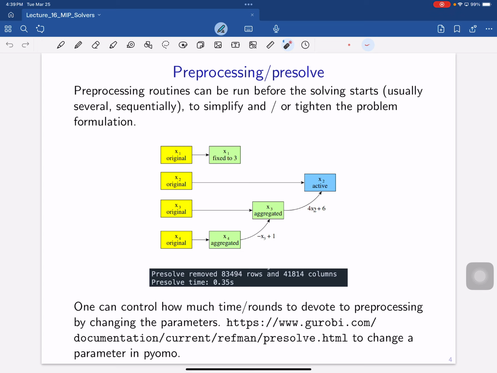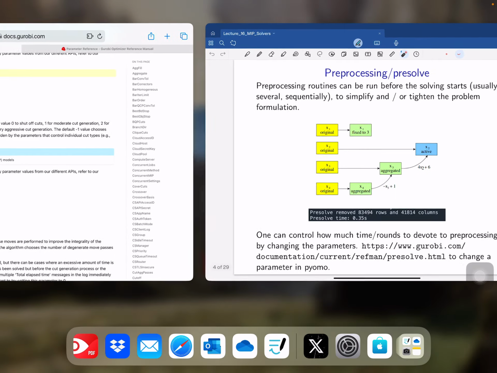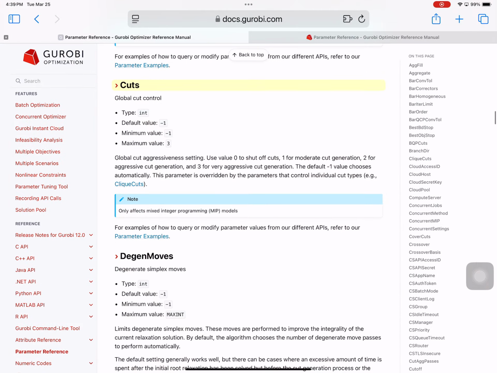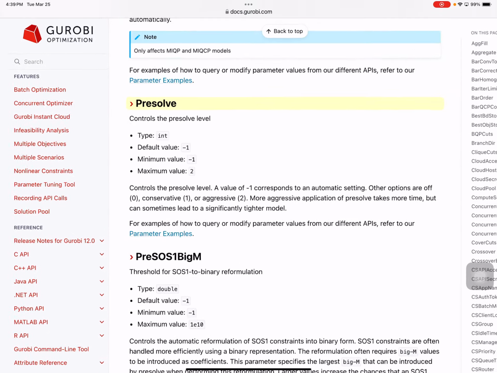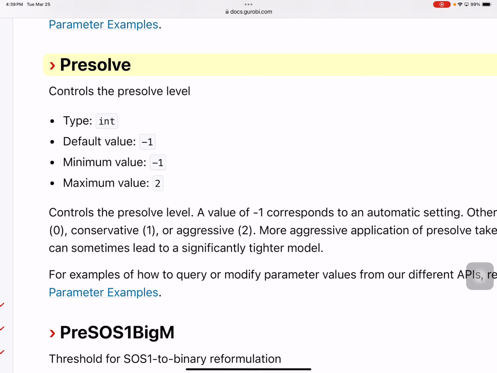Now, of course, you can change how aggressive or how much time the solver spends on presolve or preprocessing. In Gurobi, there is a parameter to control how much time you spend on presolve. So let's go to the documentation here. As you can see, there is a parameter called Presolve in Gurobi, and you can change the presolve level. The default value is -1. Actually, the minimum value is -1, the maximum value is 2, and this value has to be an integer, right? It says the type is integer here.